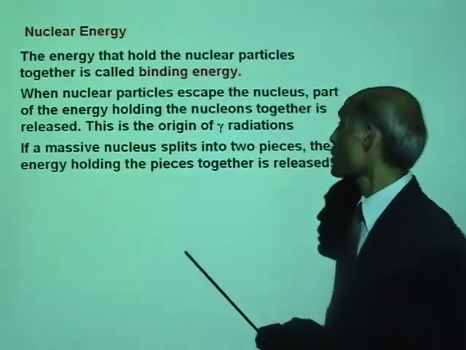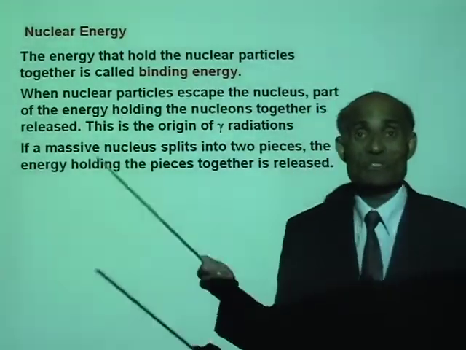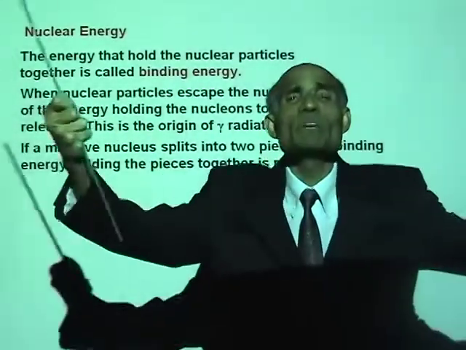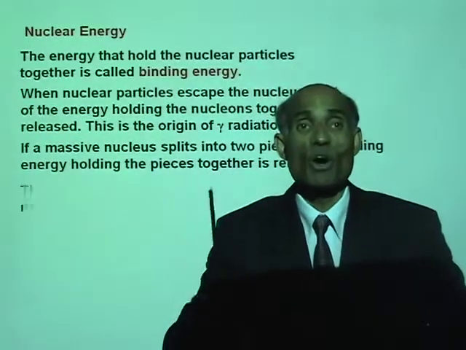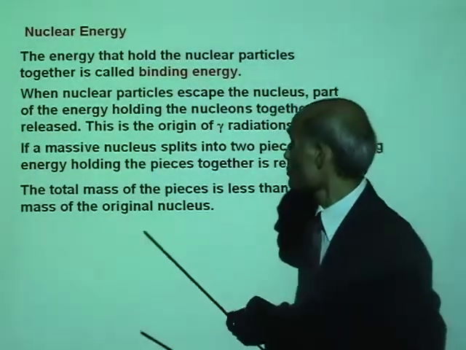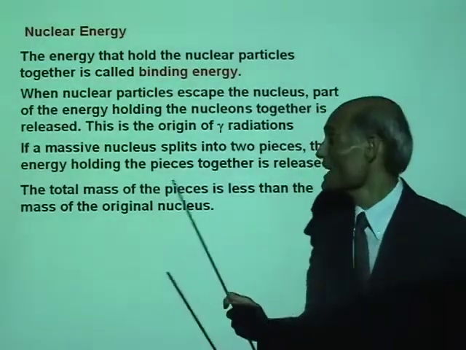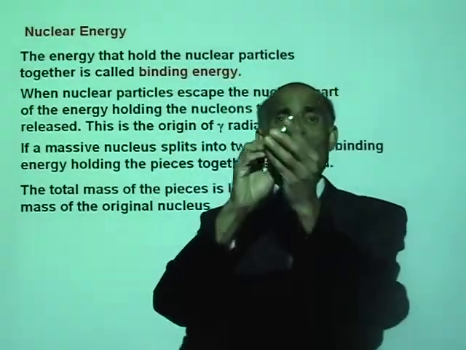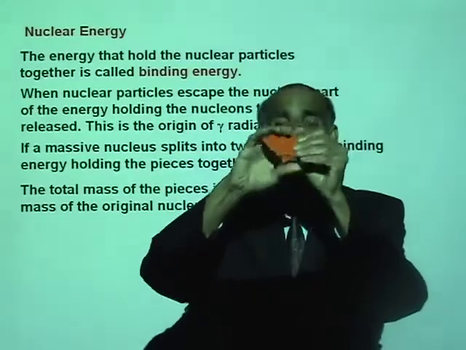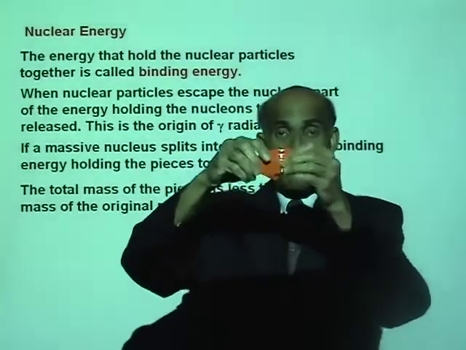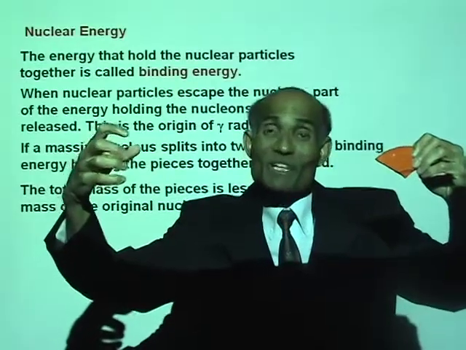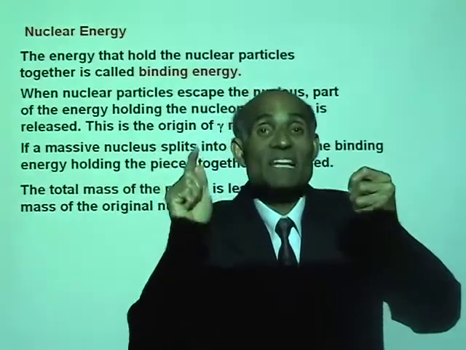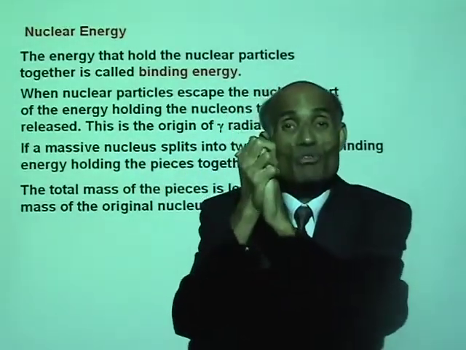If a massive nucleus splits into 2 pieces, the binding energy holding the pieces together will be released. And that is the origin of nuclear energy. The total mass of the pieces is less than the mass of the nucleus. You see, if this is one nucleus, and you measure its mass, and when it splits into 2 pieces, it is found that the sum of the masses of the 2 pieces is less than the mass of the original nucleus.